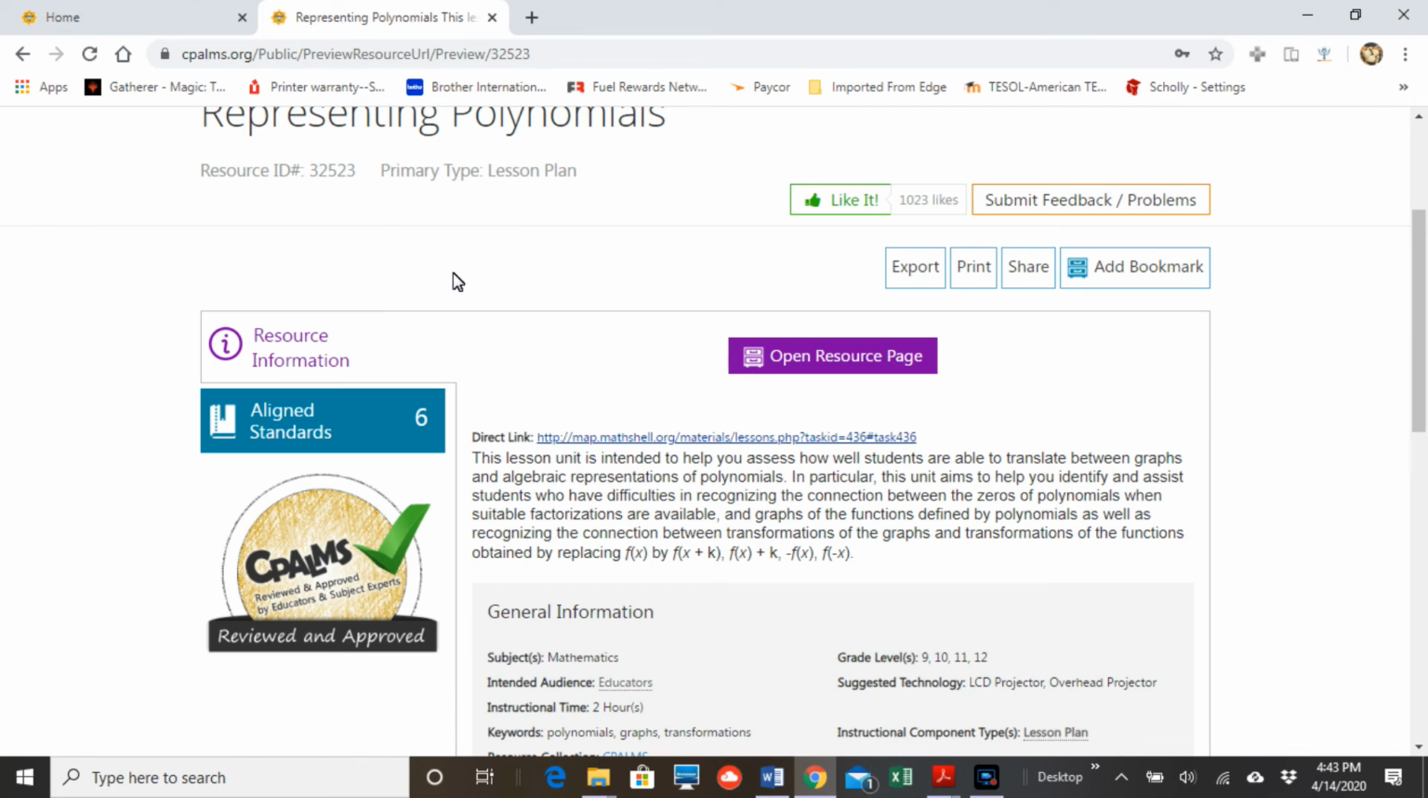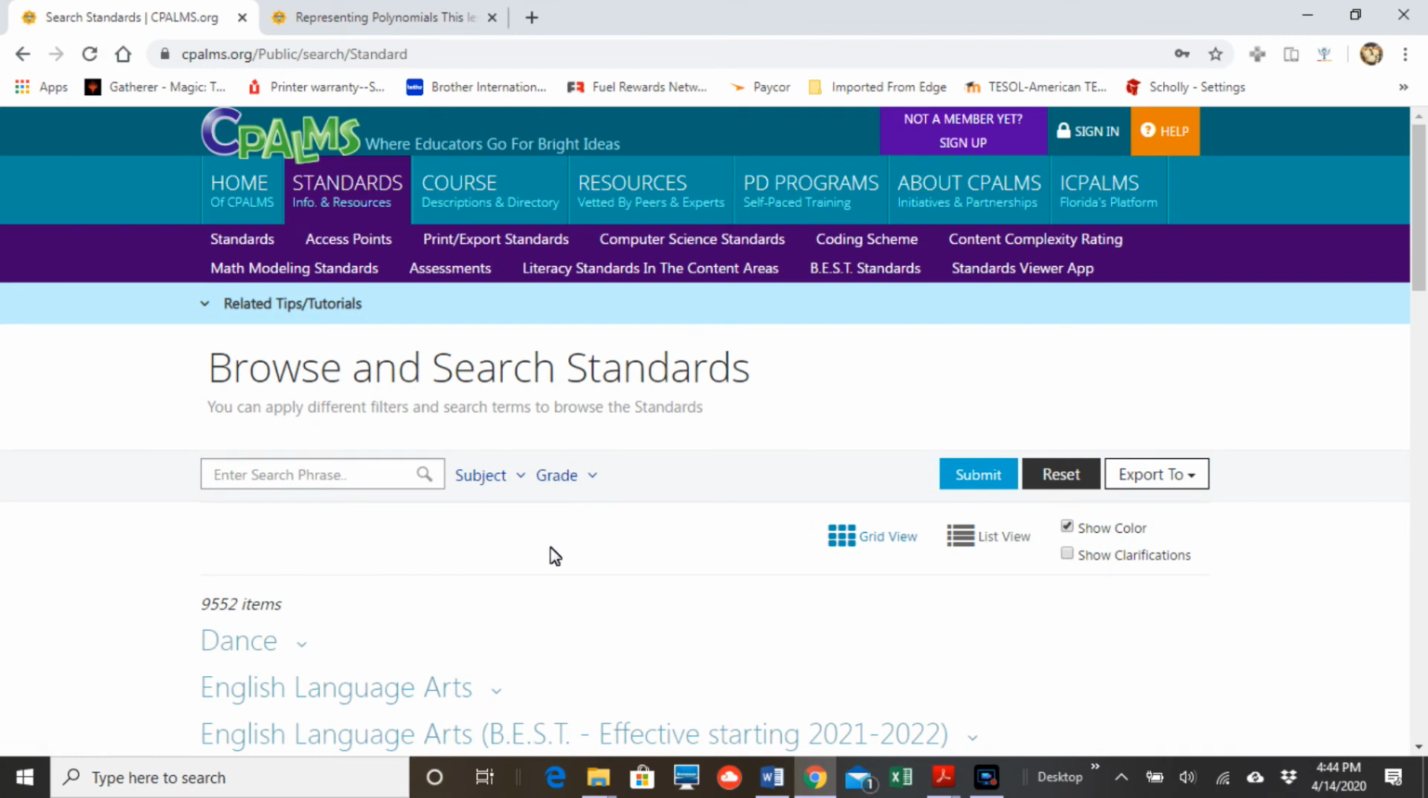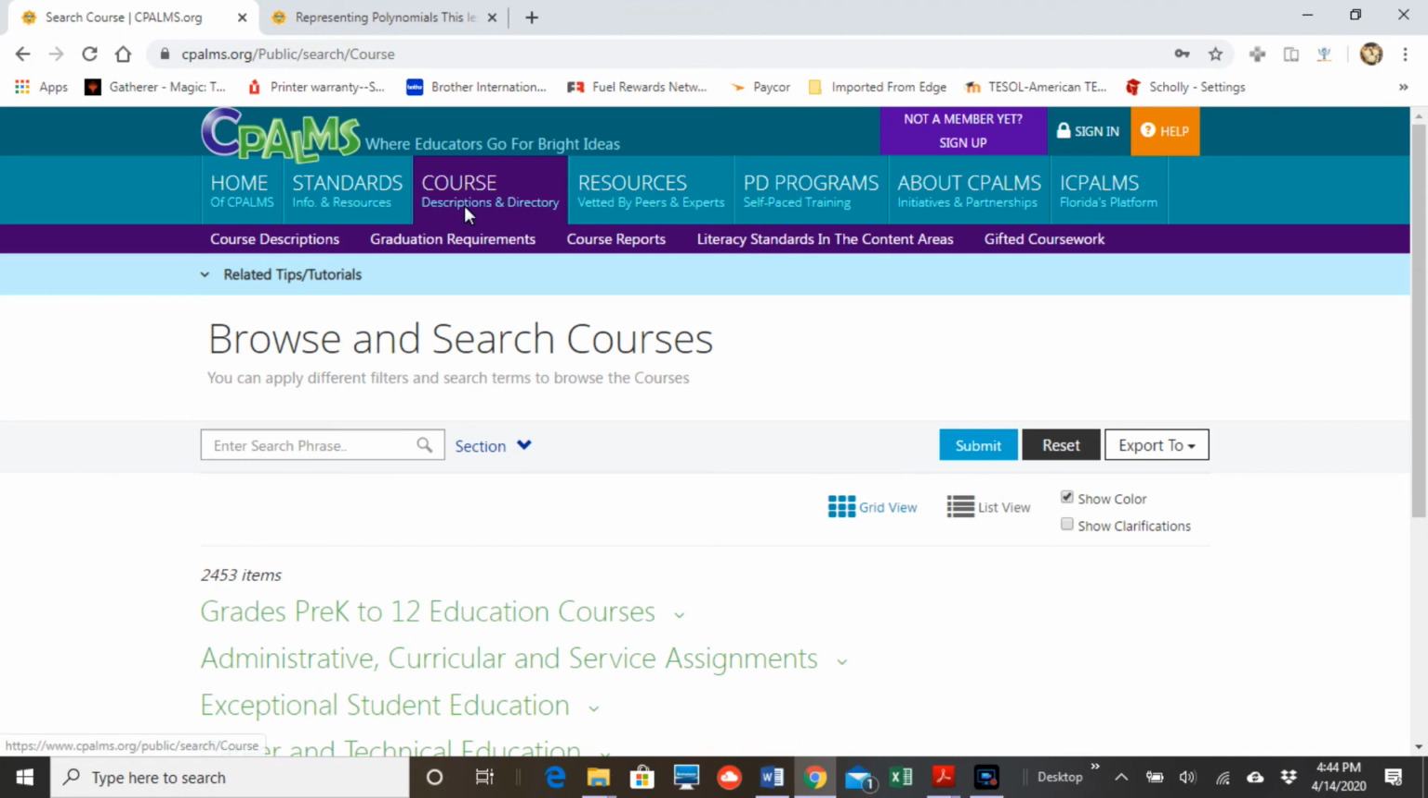All right. So if we go into our standards, you have access to all of the subject areas. If you go into course, and you have access points, models, assessments, so you have all these things available too. When you go into course, you have course descriptions. So if you're not sure where your student is or what it is that you need to look at, graduation requirements, you can look at that, course reports, and all these things. You can look at resources.